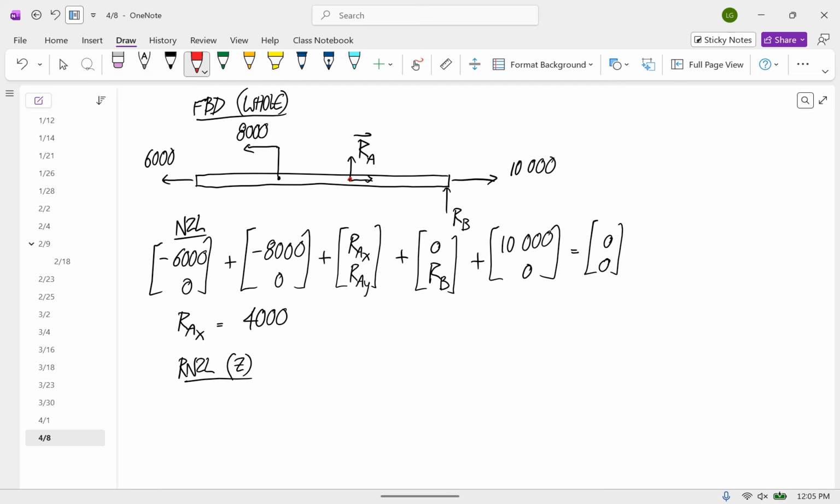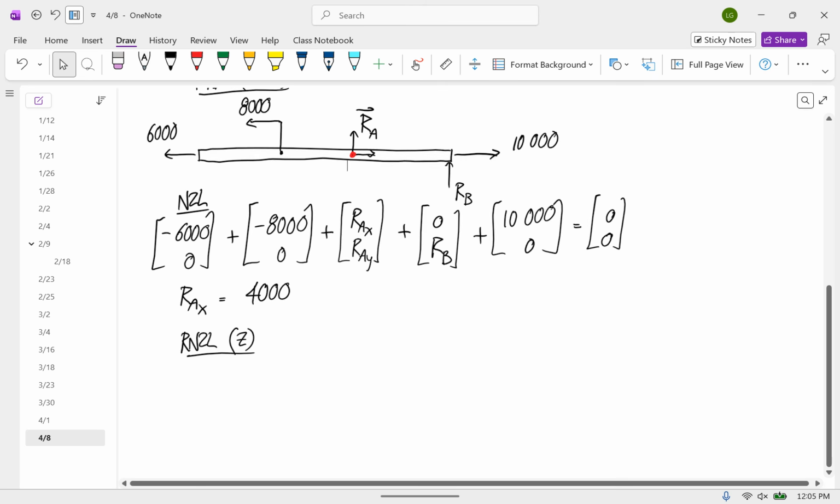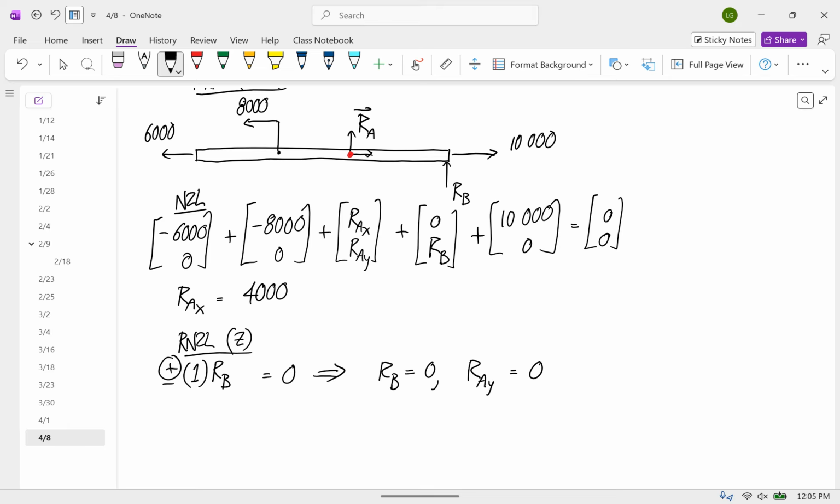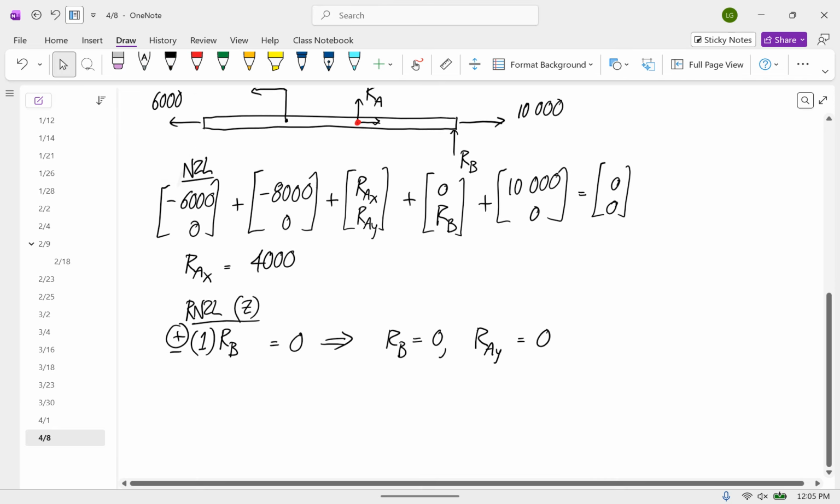I'll put my about point here. And so the only moment is plus or minus 1, moment arm of 1 times RB. That would be around that red dot. That would be counterclockwise, so we want positive. That's equal to 0. So RB is equal to 0. So RAY is equal to 0. And that makes sense. There's no external vertical stuff going on. You wouldn't expect there to be any vertical reactions.